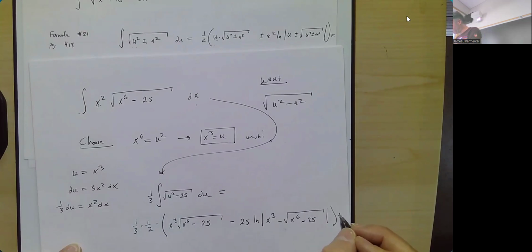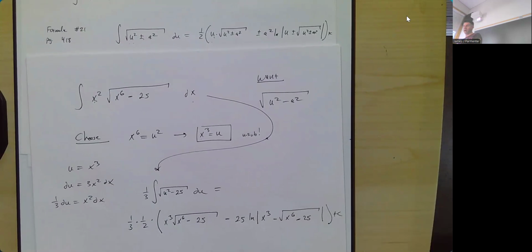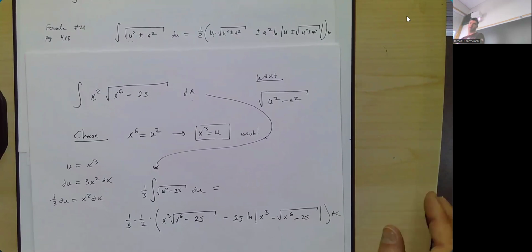Save yourself a little bit of grief and don't write it out all with u's and then go back in and plug in what you know. If you know you're going to have to plug back in what u is equal to, you can save yourself a step there. And sometimes it's worth it. Like here, I definitely think it's worth it. I don't want to write that out again.